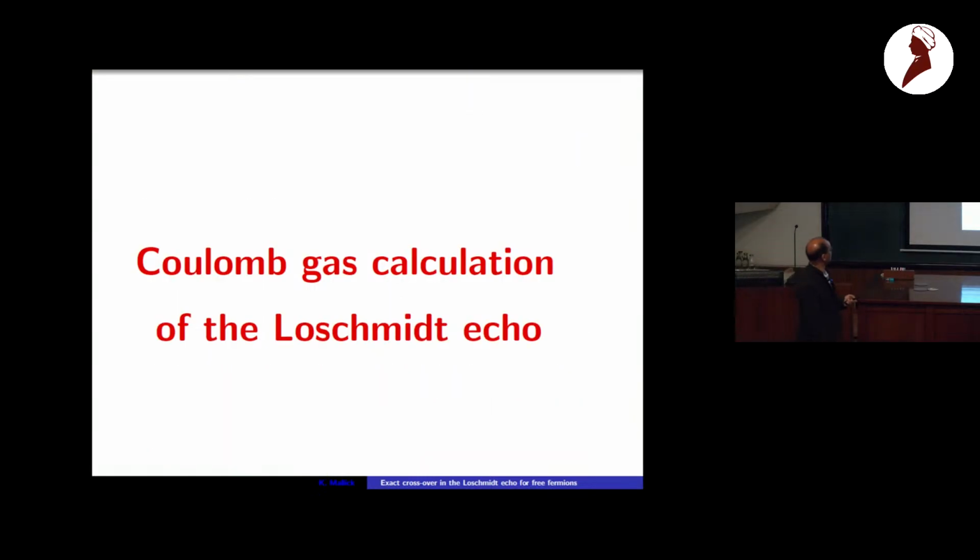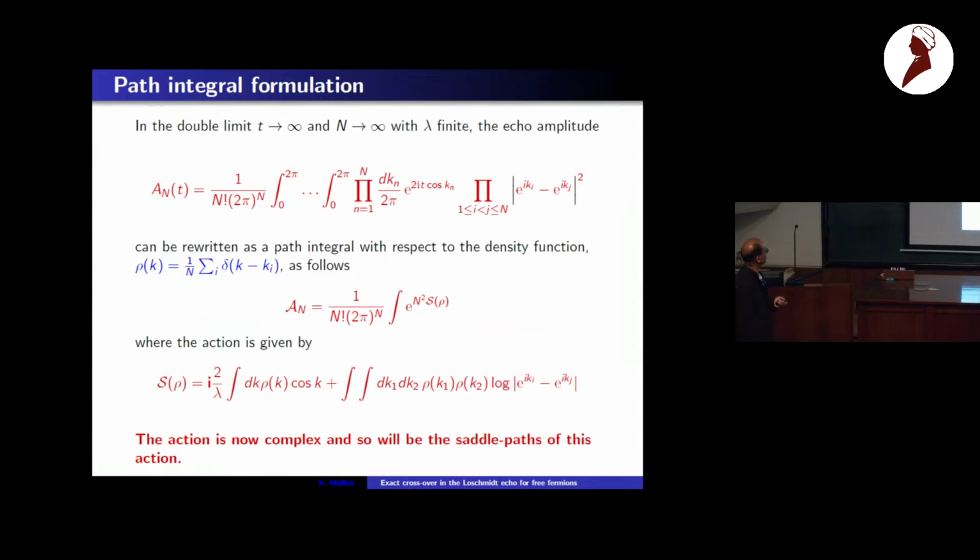Anyway, in the last part, I want to tell you about the Coulomb gas calculation in quantum mechanics of the Loschmidt echo. How much time do I have? You have 10 minutes. Okay. So I will be a bit impressionistic, but I want to give you a flavor of how the calculation went. So again, I'm rewriting the n-fold integral with now the i, which is here.